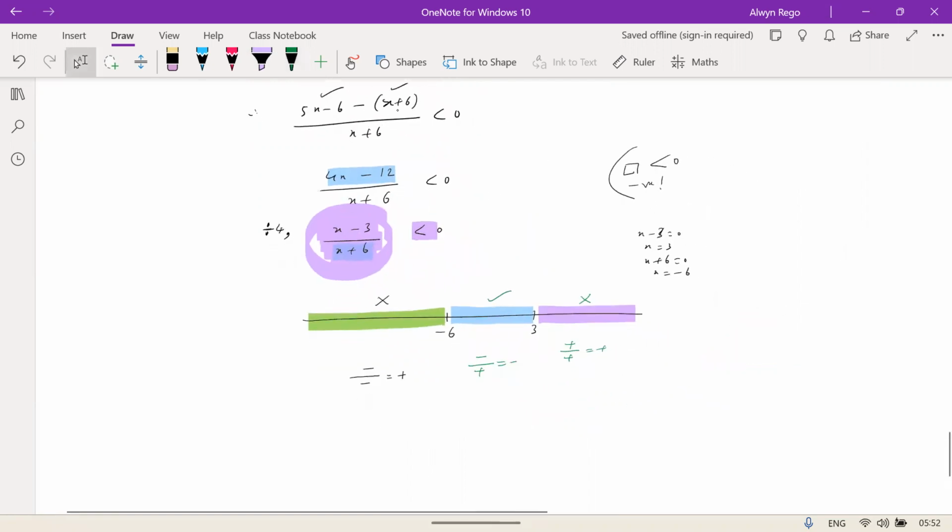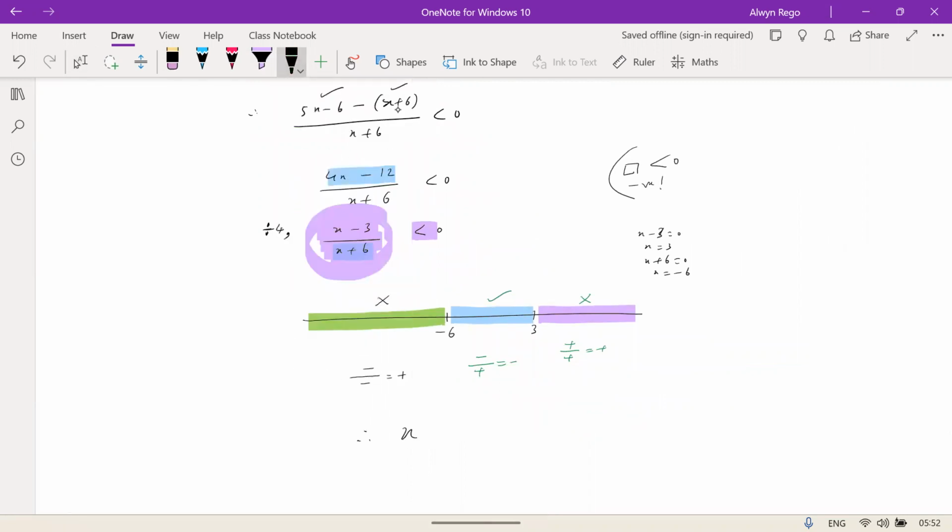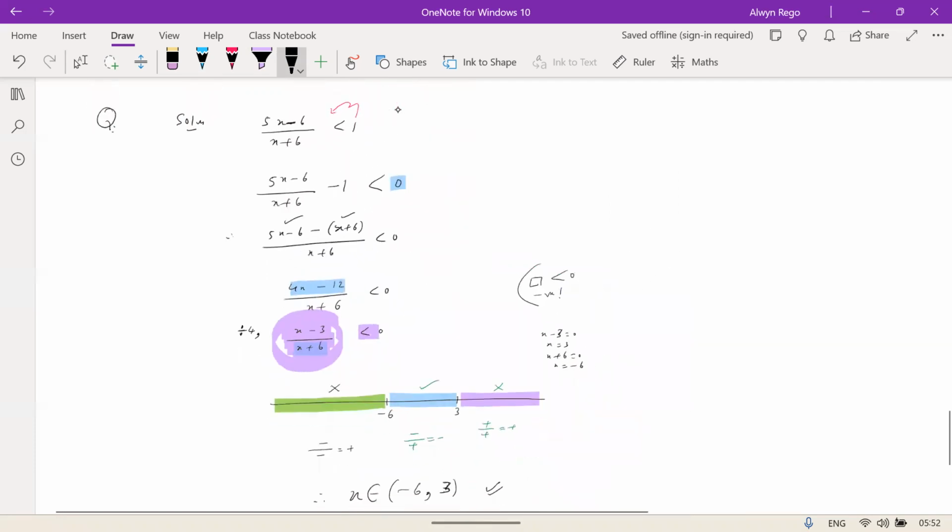So the only zone that satisfies this is x belongs to the open interval from minus 6 to 3, and this is less than 0. So open makes sense on both sides. Otherwise, I would have opened at minus 6 because it's in the denominator, and I would have closed at 3 had it been less than or equal to, but it's a strict inequality. Therefore, I would just write open on both sides. This is the part where solutions exist.